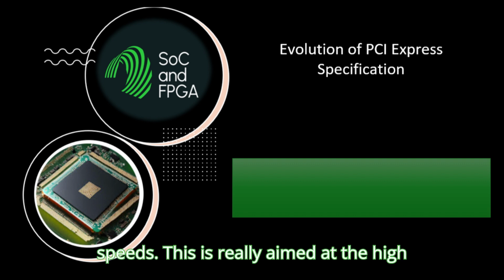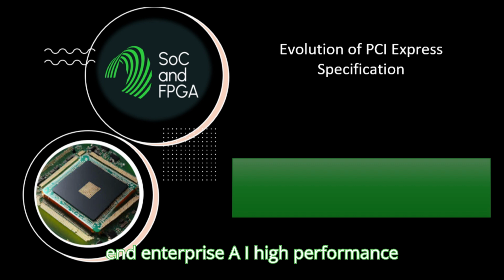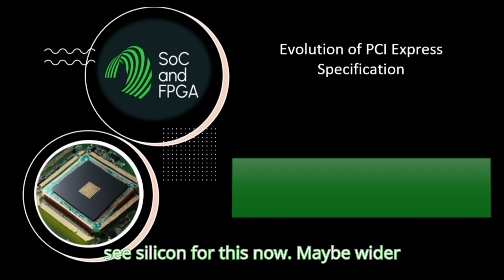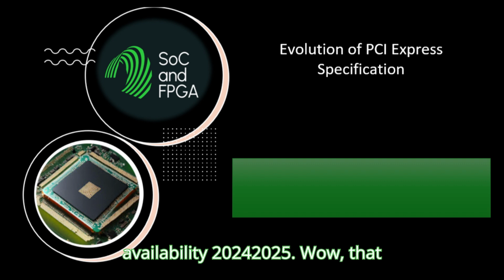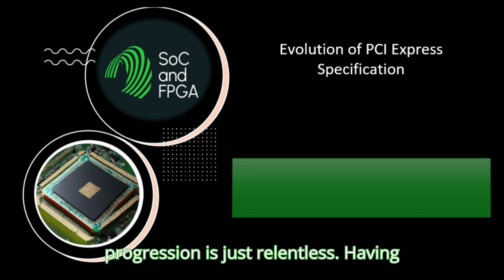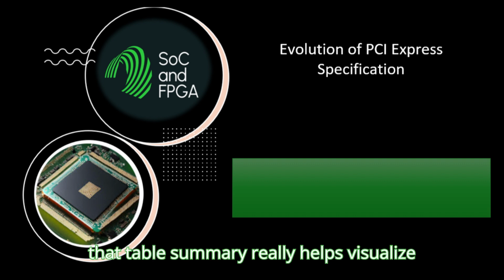This is really aimed at the high-end enterprise, AI, high-performance computing markets. We're just starting to see silicon for this now, maybe wider availability 2024, 2025. Wow, that progression is just relentless. Having that table summary really helps visualize it.